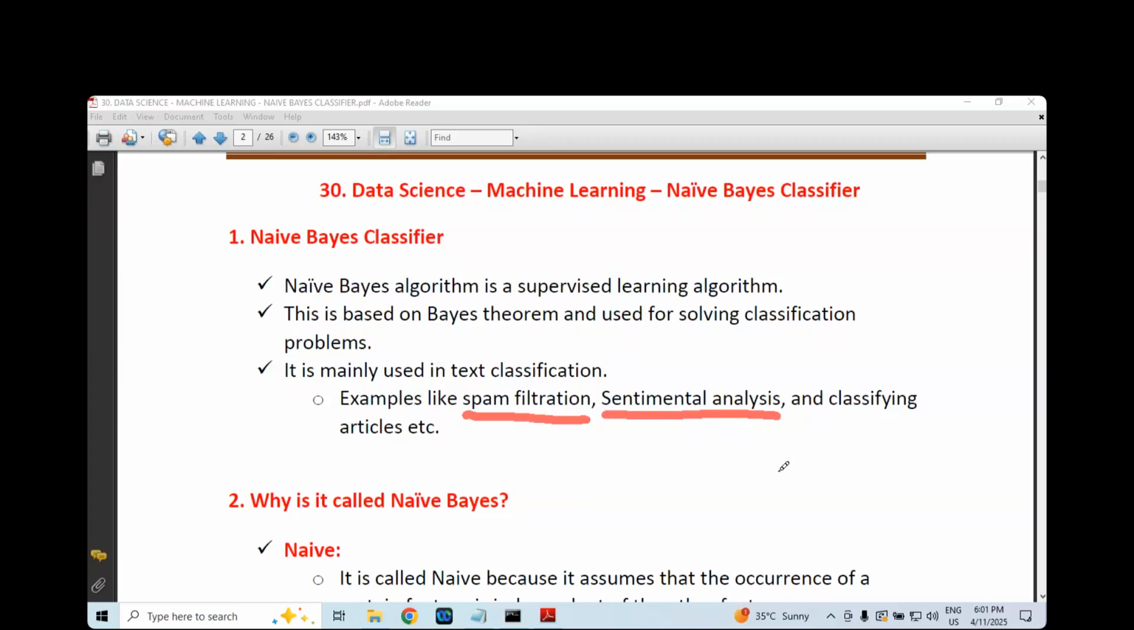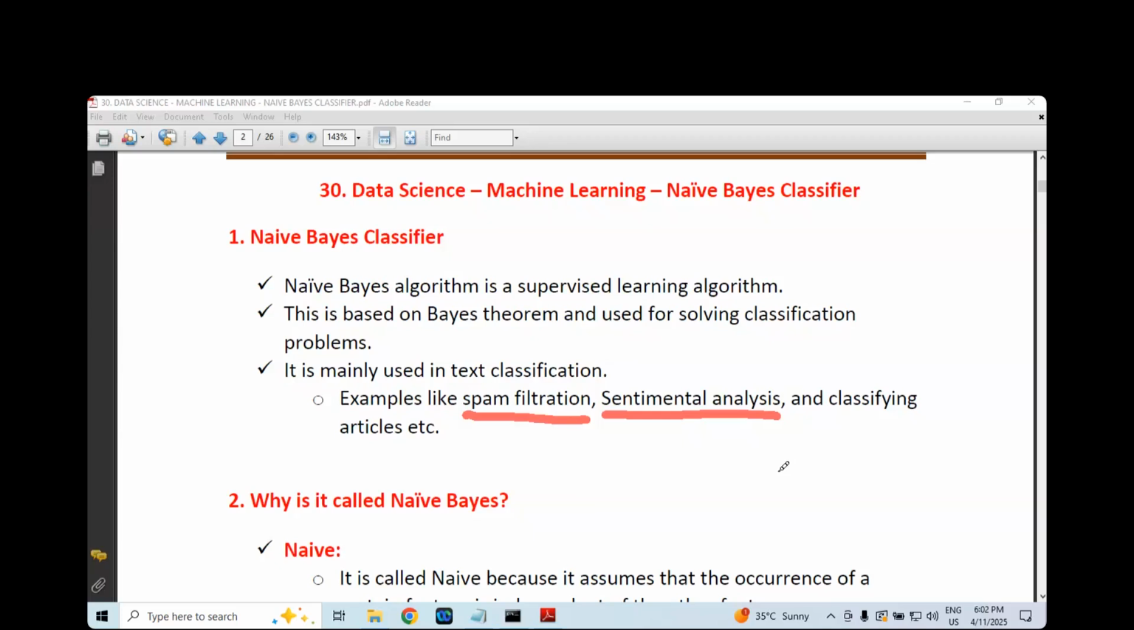Imagine person number one said the movie is not good. That is called a negative review. When you're talking about sentiment analysis, there are two types: positive, and the next one, negative. Movie is not good, negative. Somebody else said the movie is not good, negative. Somebody said the movie is good, then that is positive. This kind of classification we can do by using the Naive Bayes classifier.